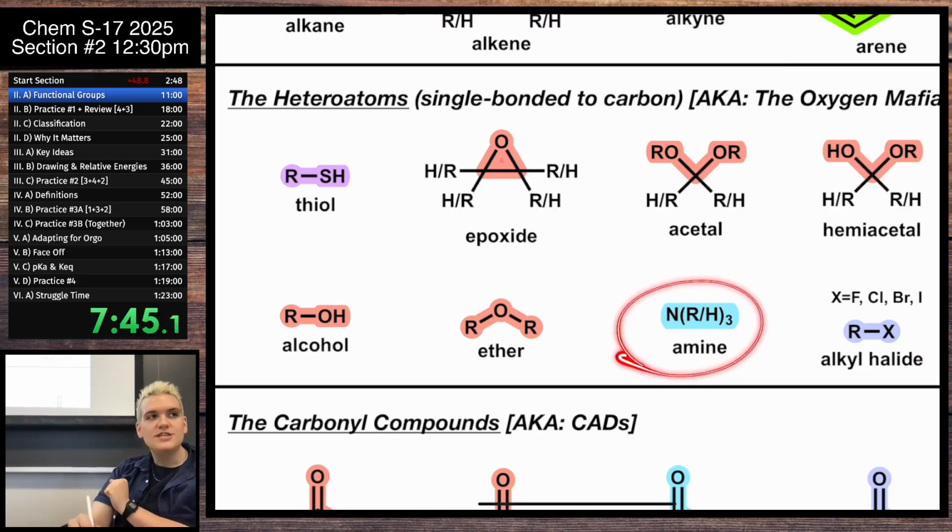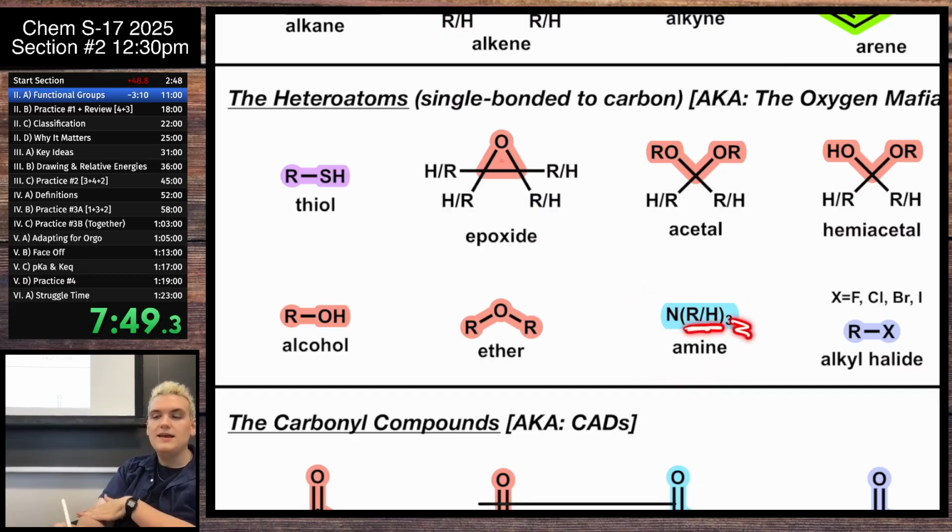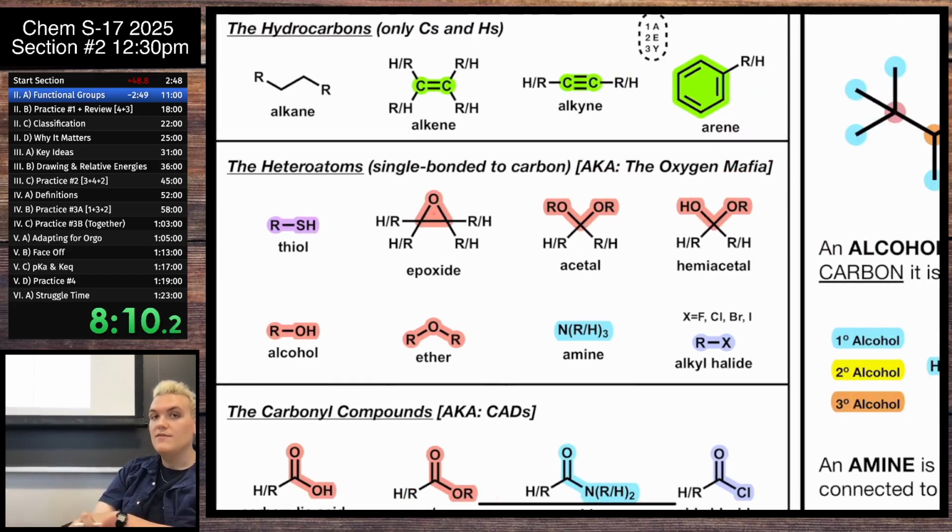Then, if we have a nitrogen, generally speaking, it's an amine. And this notation here means that we have three things, and they could be carbon things, or they could be hydrogens. So it could be NH2, so two hydrogens, one alkyl group. It could be all carbon things. So that's also an amine. Then the last one in here is alkyl halide. So if we have a halogen, we call it an alkyl halide. So that's the oxygen mafia.